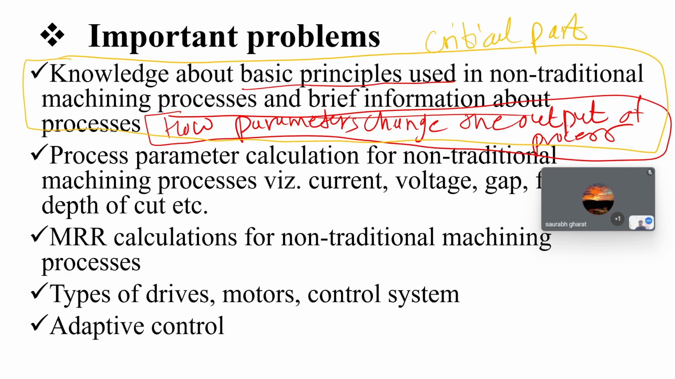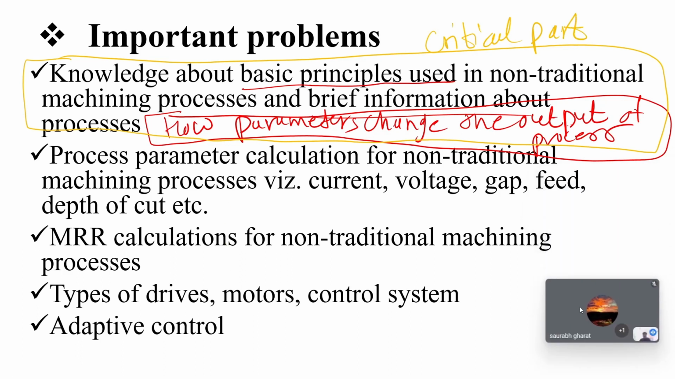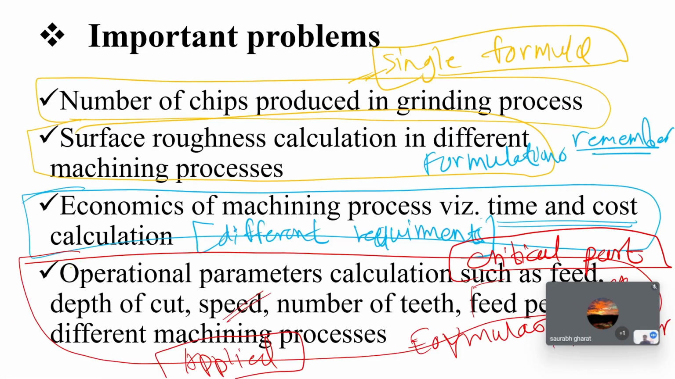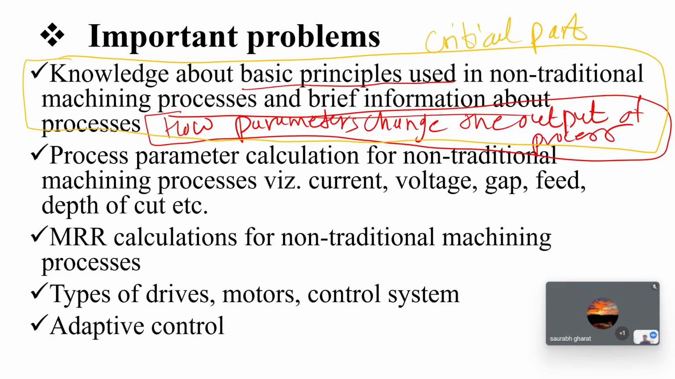The process again exactly as shown in the previous part. They may ask you to calculate the operational parameters. This is the operation, I told you, the critical part. These operation parameters you can also calculate. In non-traditional processes, they may also ask you for voltage gap, speed, current, and depth of cut. These parameters they may ask you.